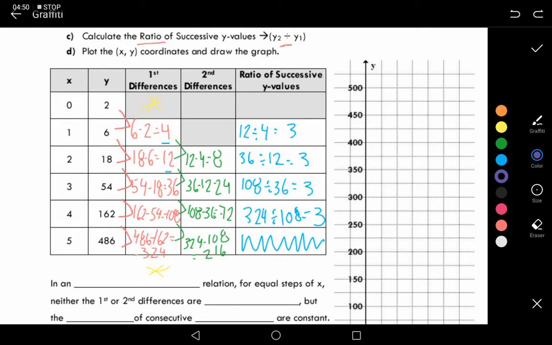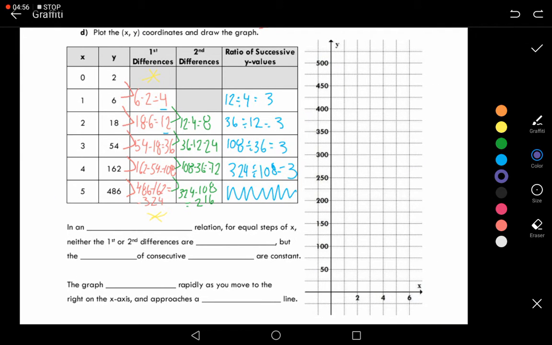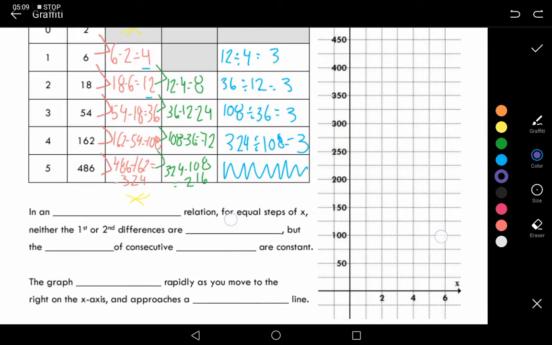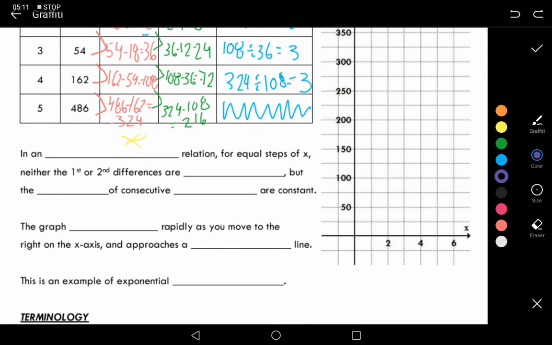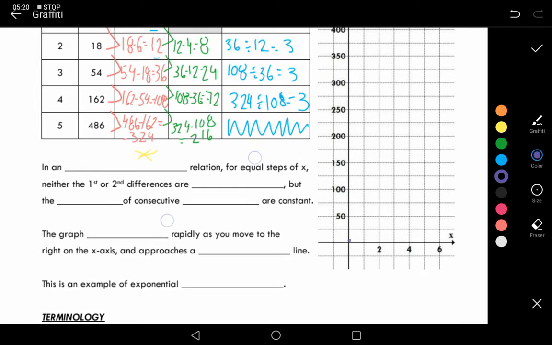So our last part that it's asking us to do here is just plot the xy coordinates. To do that, remember that the original piece of this chart gave us those coordinates, right? So all we have to do is plot those on our graph. So we have 0, 2, and again, this is going to be a bit trickier because of our scale, but just do your best. That's going to be really, really close to the line there, and approximately there is where I would put it.